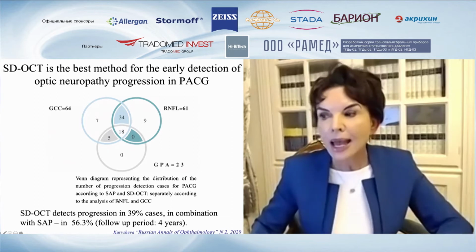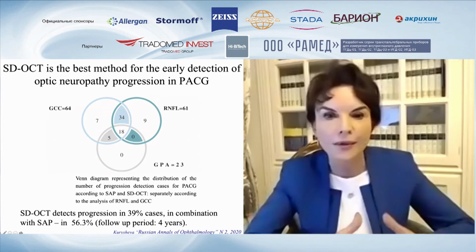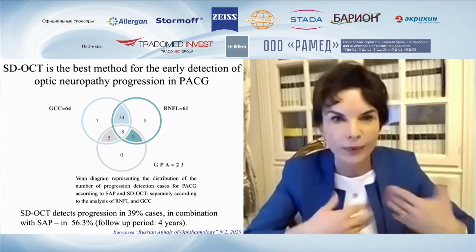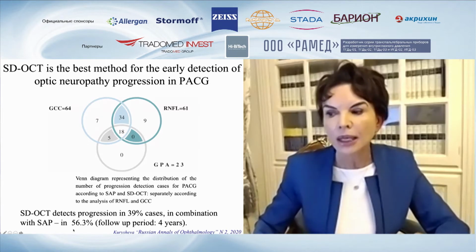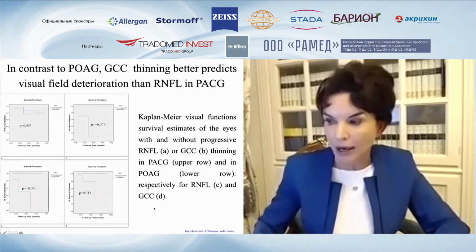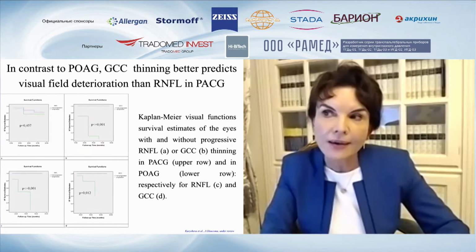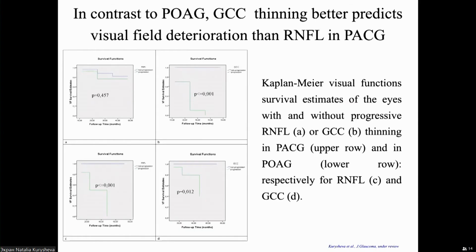And when we combined two methods, structural and functional, so perimetry with OCT, this allows detecting the progression in more than half of eyes. Interestingly, in contrast to primary open angle glaucoma, GCC, ganglion cell complex thinning, may better predict visual field deterioration than retinal nerve fibers, but only in primary angle closure glaucoma. That is confirmed by these Kaplan-Meier visual function survival curves.